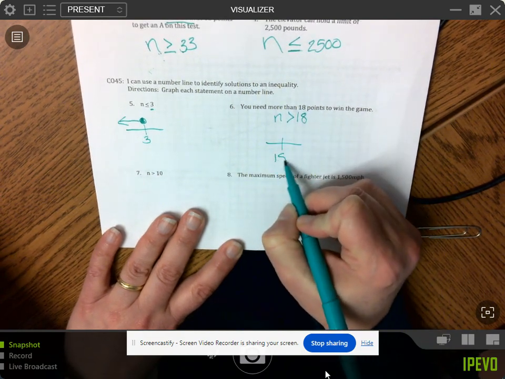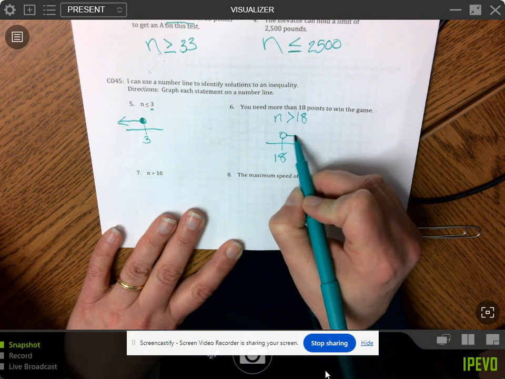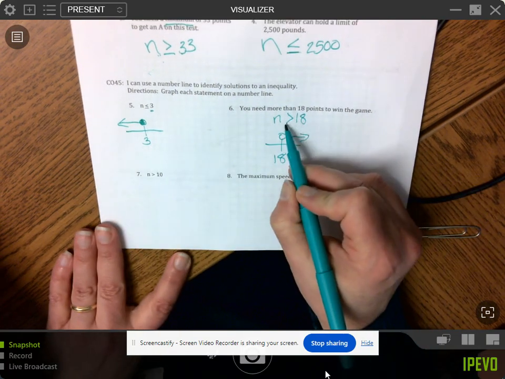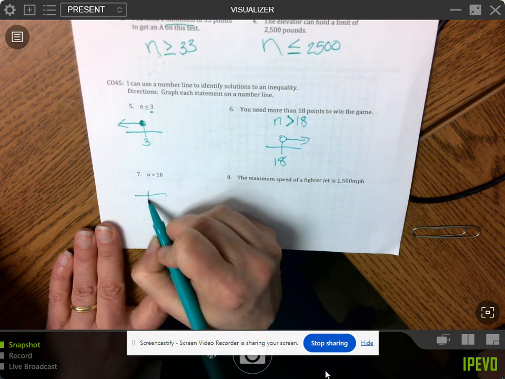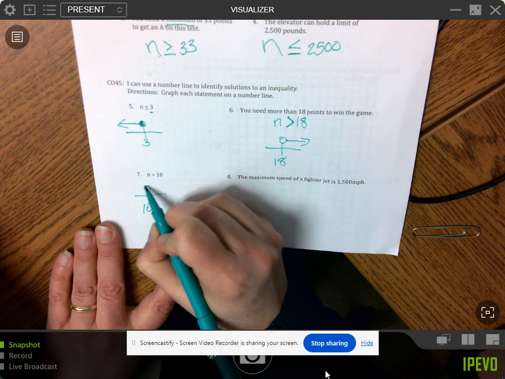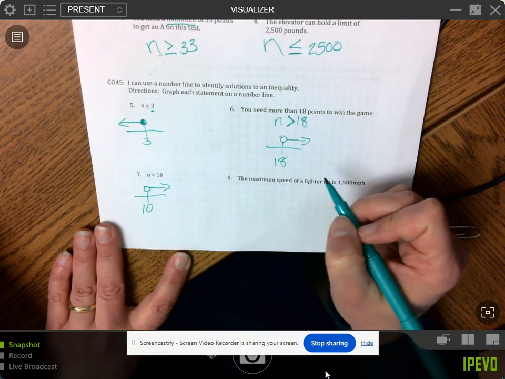So I put my number on the number line. It is not equal to, so it's an open circle. My arrow goes to the right. N is greater than 10, so I have 10. My circle is open because it is not equal to. Greater than goes to the right.